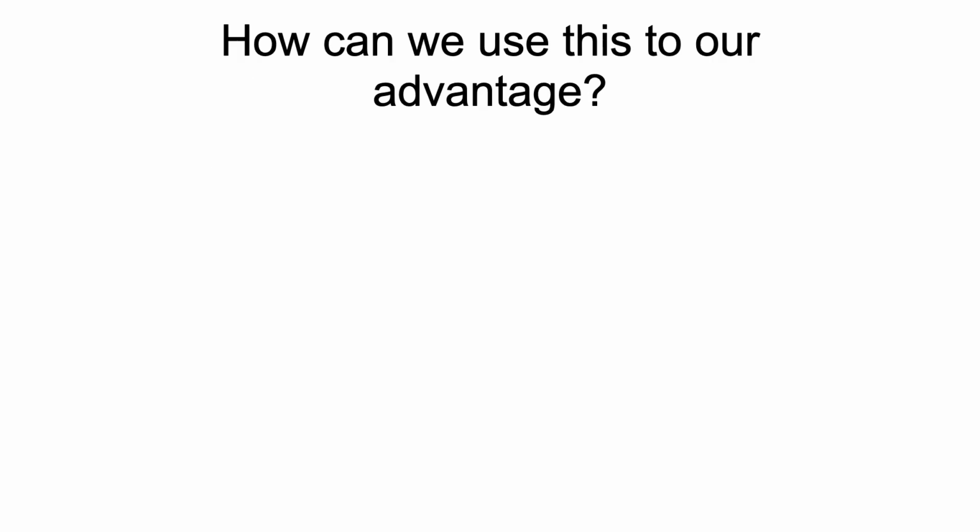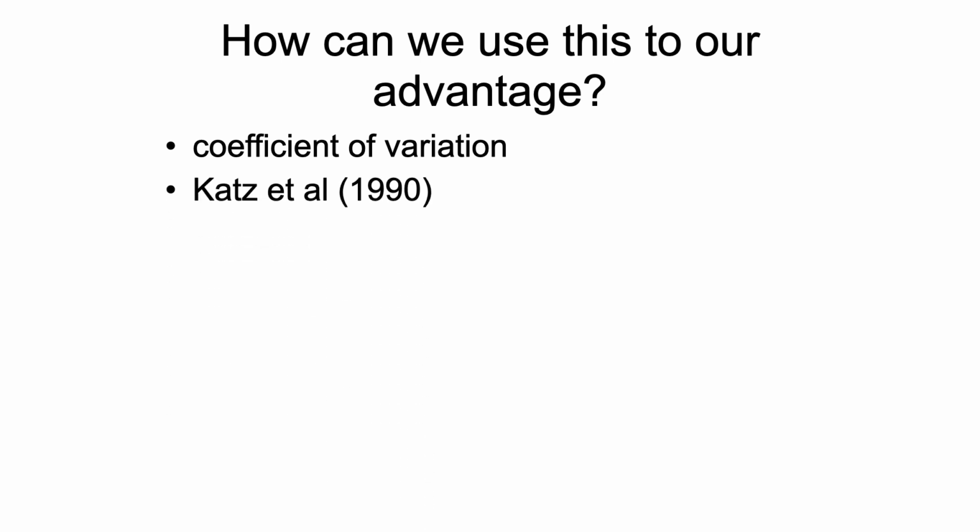Well, let's use this to our advantage. Whoa, that came up slowly. This is something called the coefficient of variation. We're going to try to figure out, if you've got two batches of numbers and the variances are different, are they different because the means are different, or do we really have different populations? This comes from Katz et al. These are actual real data, 1990. This is discussed in the book, I think.